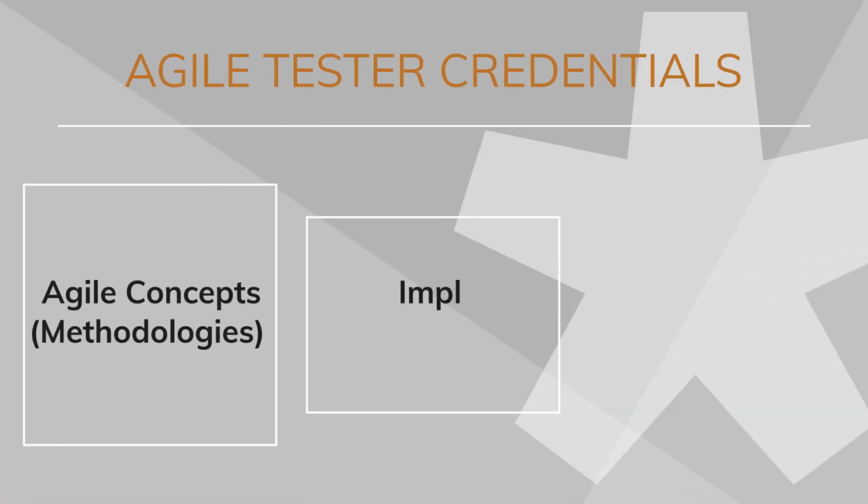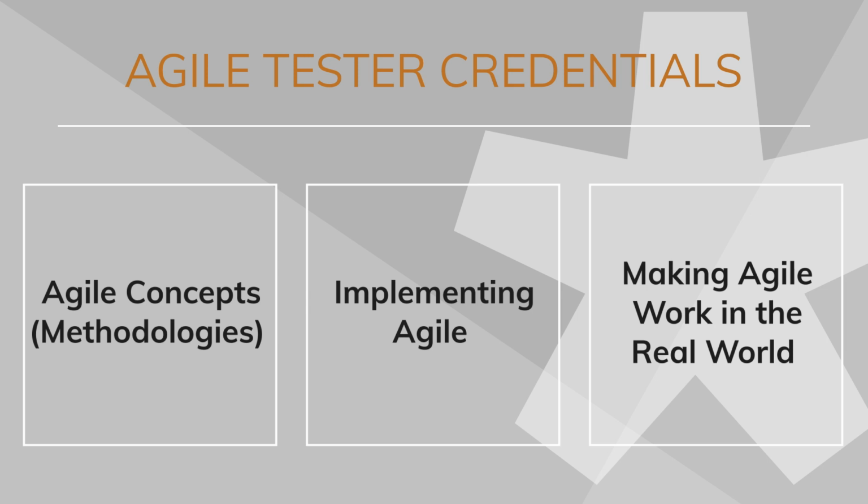Now there's three parts of the Agile tester credentials, and it's basically three micro-certifications. So the first one, Agile Concepts, is already out there and available. Implementing Agile is coming in a couple days, actually, and that is our second micro-credential. And then the third one, Making Agile Work in the Real World, is coming soon after that.